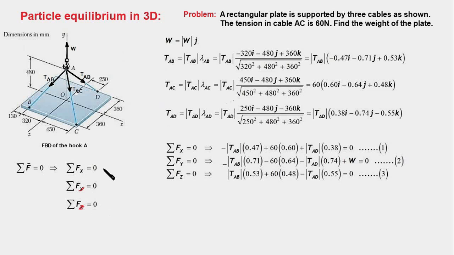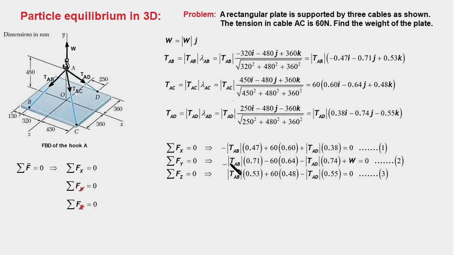So let us take up the first equation, and to write this equation we pick all the i coefficients from all these four forces, sum them up and equate it to 0. Here it is TAB times minus 0.47, which is this term here. In this force we have i coefficient as 60 times 0.60, it is here, and in the last force it is TAD times 0.38, which is this term, and the sum of all these three components will be equal to 0.